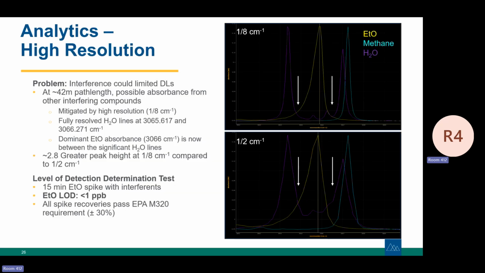I zoomed in a little bit more on this. This is a little hard to see, but I put these arrows in, and this is really just showing that once you go to the higher resolution, there actually is water in this area, but that water drops down and we're able to get almost 3 times greater peak height compared to the 1/2 wave number to get that really good limit of detection. As of today, we are looking at less than 1 ppb, so we can meet that standard in that 15-minute time frame.